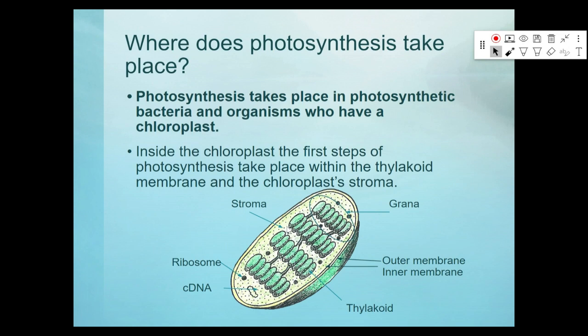And so it takes place, like it says right here, in the thylakoid and the chloroplast stroma. The stroma, you can think of as kind of like the cytoplasm inside of the cell. That's what the stroma is for this chloroplast. Then you see the ribosomes. Remember, those little ribosomes make proteins. This cDNA is actually the chloroplast's own DNA.